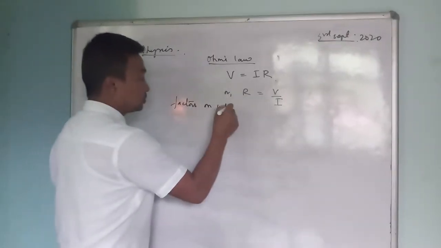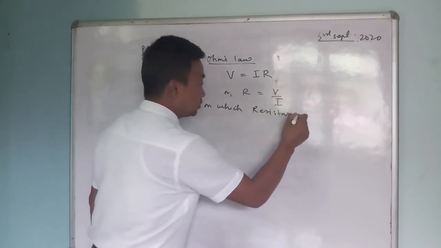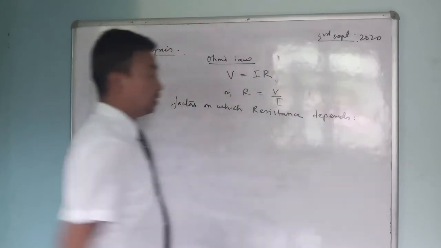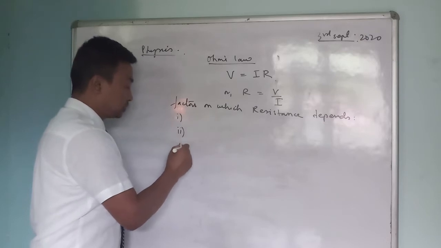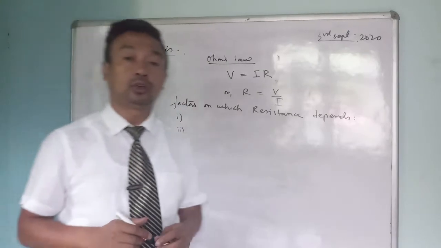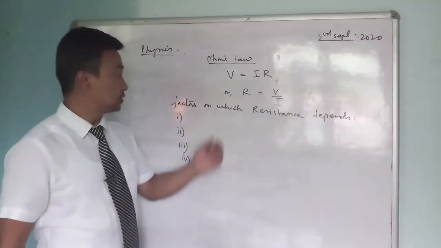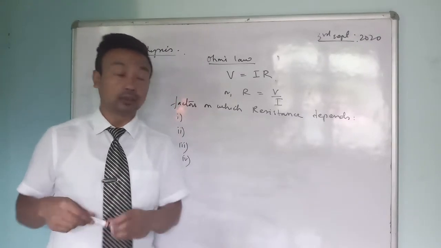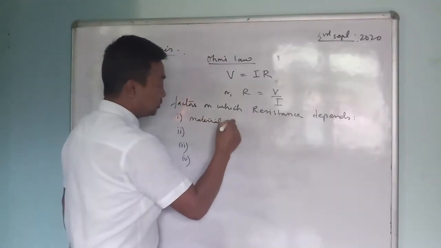Factors on which the resistance of a conductor depends. Basically, the resistance of a conductor or a wire depends upon four factors. The first factor is the material of the conductor.